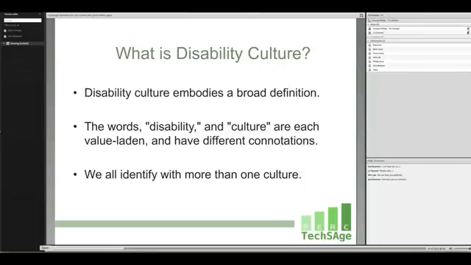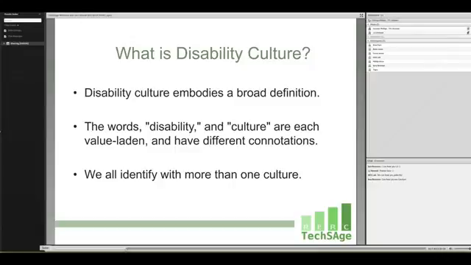But disability culture embodies a broad definition. And so it's two words if you're thinking about it. The two words, disability and culture, each have values that are put into them, and they conjure up different ideas in everybody's head. I'm saying disability to you, and you may have an idea of somebody you met when you were 6, or you may have a disability and you may be very aware of that and you're thinking, hey, disability is okay. So thinking about those things. And then, of course, culture has its own connotations.